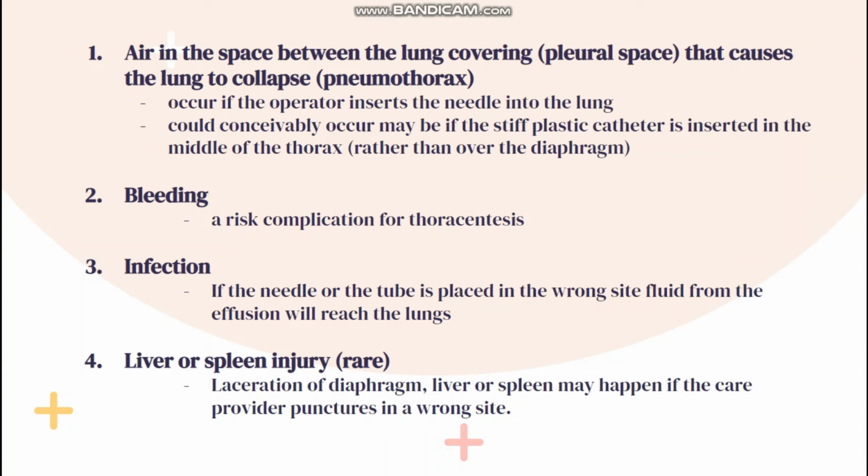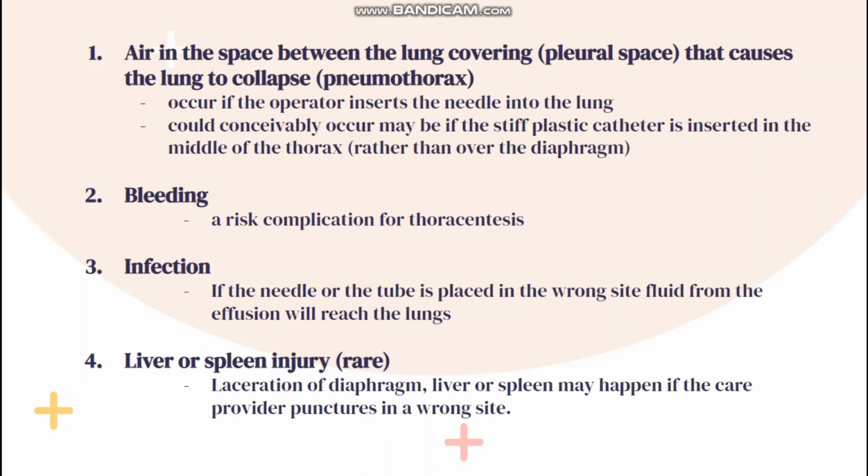Next is bleeding. Bleeding is a risk complication for thoracentesis in a way that when the person who has undergone thoracentesis is not yet fully recovered, it will cause bleeding in the injection site. Third is infection. If the needle or the tube is placed in the wrong site, there is a tendency that the fluid from the effusion will reach the lungs and infect it, thus causing multiple complications.